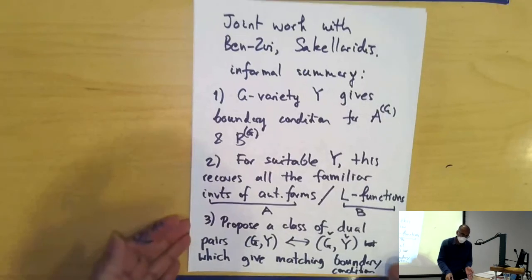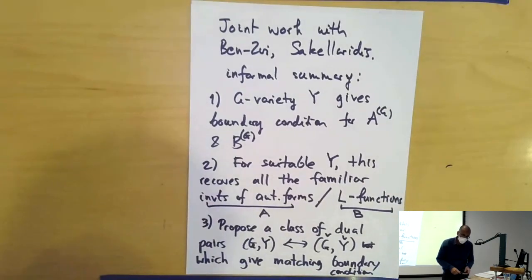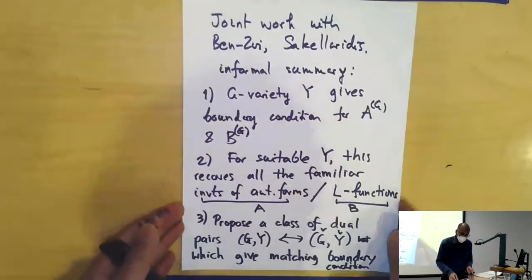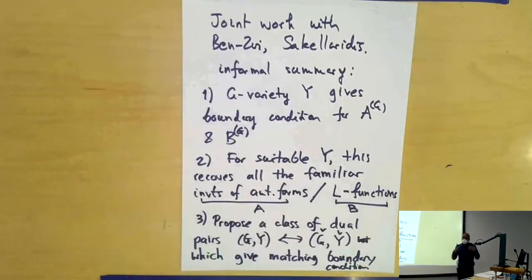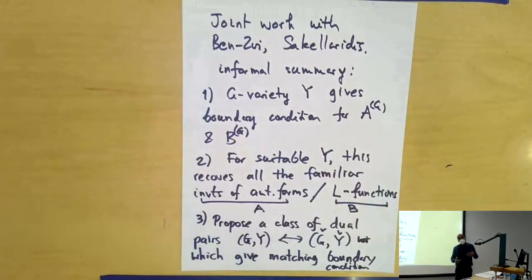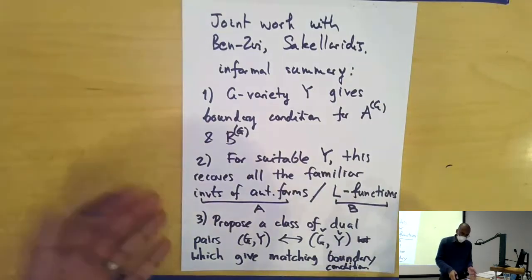So for example, the Gan-Gross-Prasad period is switched with the theta correspondence under this duality. Okay, so I wanted to mention that because I found this is a structure, you see, that lives in all tiers of the Langlands program at once, and I think this is a helpful point of view.